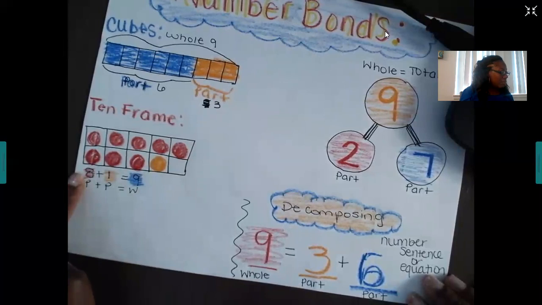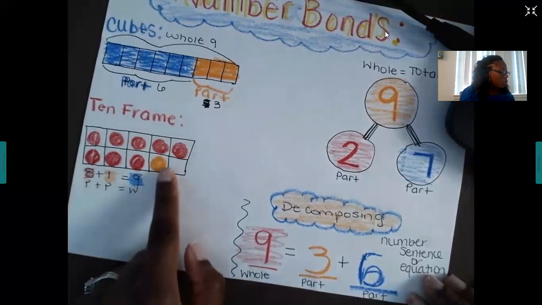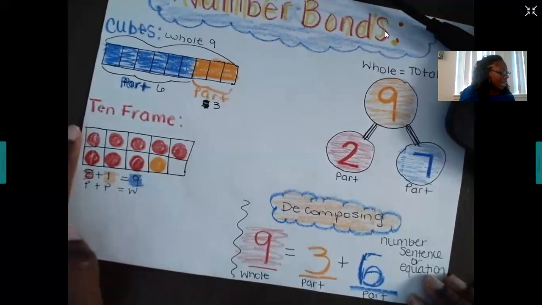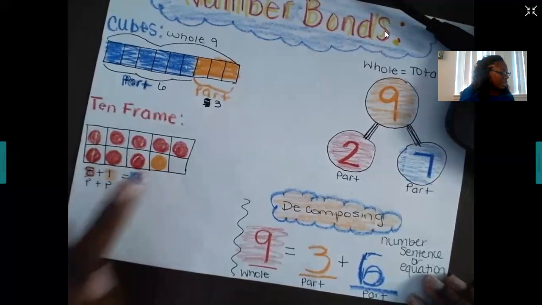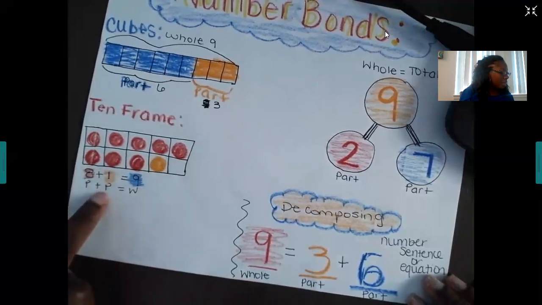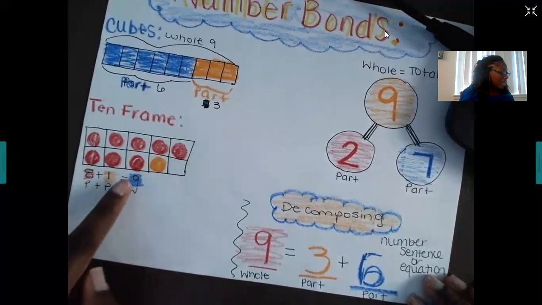The next part of my dots I've colored orange, but only one of them. So my second part is 1. If we add 8 and 1 together, it makes 9. Part 8 plus part 1 equals 9 for our whole.